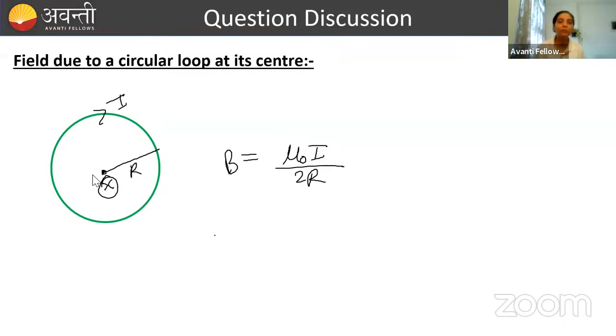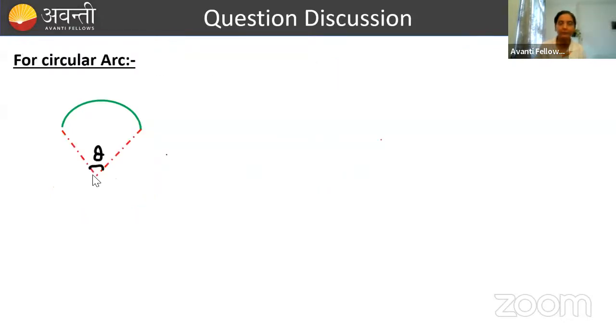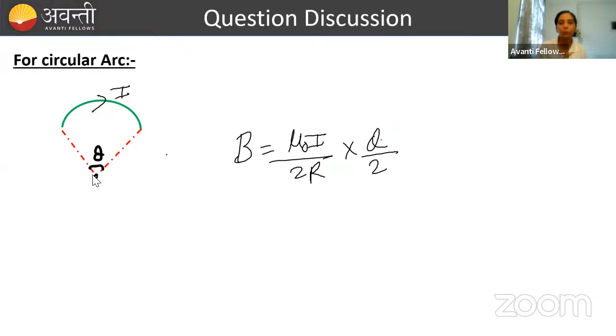And if current is flowing in a straight wire, like पहले तो arc को देख लेते. So if there is an arc and the current I is flowing through it, and this arc is making an angle theta at the center. So how much will be the value of magnetic field due to this arc at the center? What it will be, like we used the unitary method for it, and it was theta by 2 pi times the loop formula, right? So this is the formula. Again, direction we can calculate the way we calculated before.